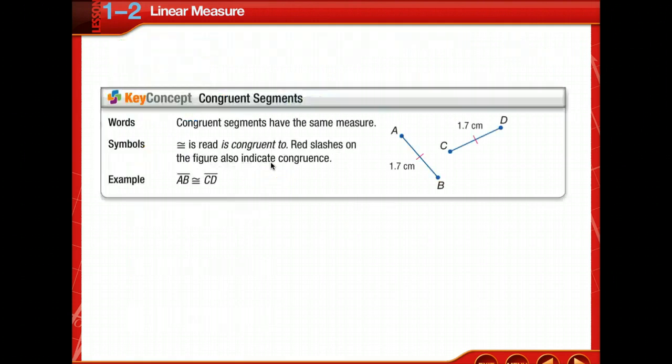Segments that have the same measure are called congruent segments. Notice the symbol for congruent is read "is congruent to," and the red slashes, these hash marks, also indicate that these segments are congruent. So we could say that segment AB is congruent to segment CD, and here it is written symbolically.